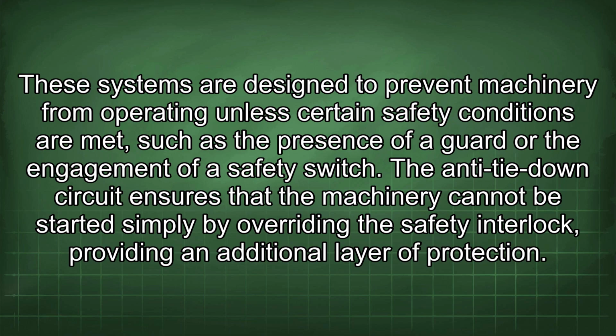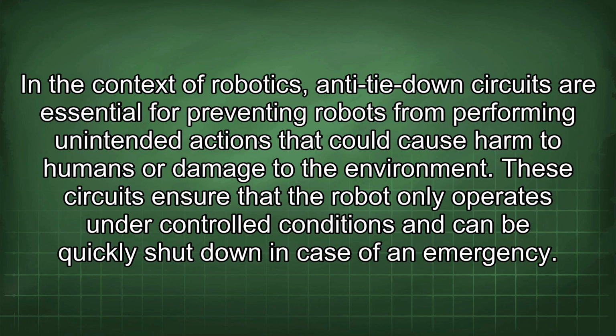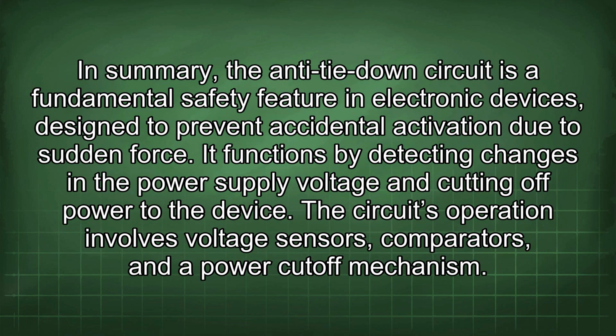In the context of robotics, anti-tie-down circuits are essential for preventing robots from performing unintended actions that could cause harm to humans or damage to the environment. These circuits ensure that the robot only operates under controlled conditions and can be quickly shut down in case of an emergency.